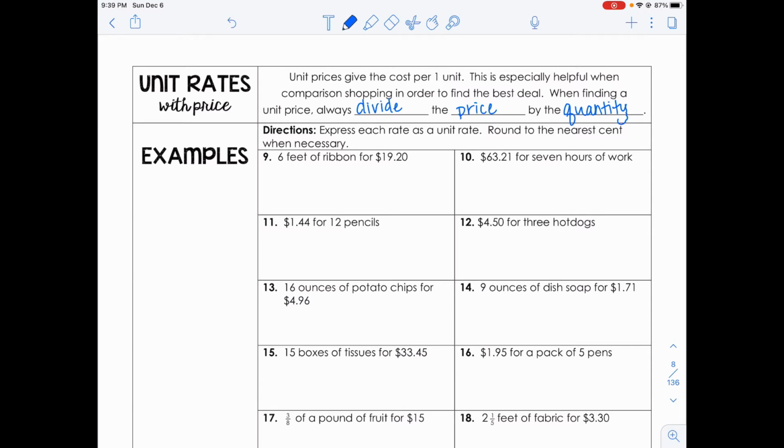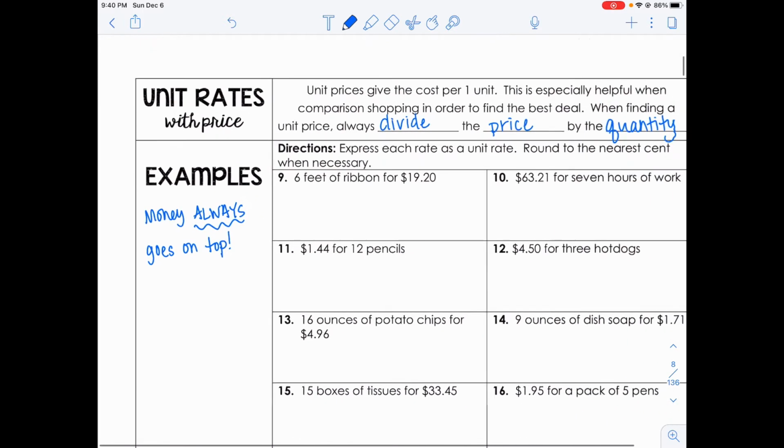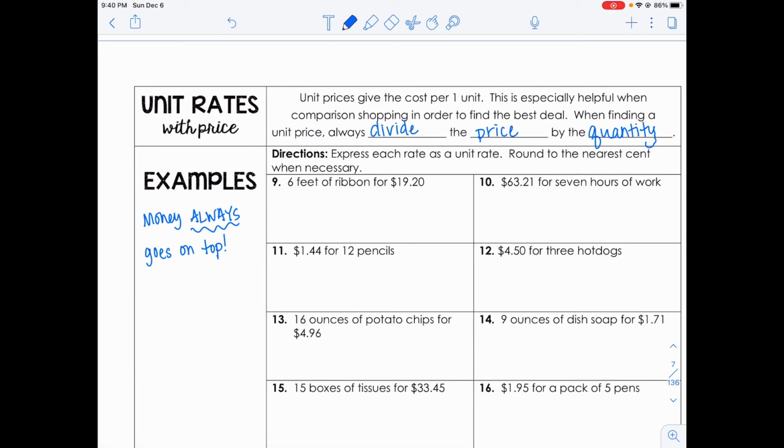A couple of things that you should note on this, and jot this down please. Money always goes on top. When we are talking about unit prices, or when you're buying gas, they say it's $2.63 or whatever per gallon. So the money always goes on the top when you're doing these.